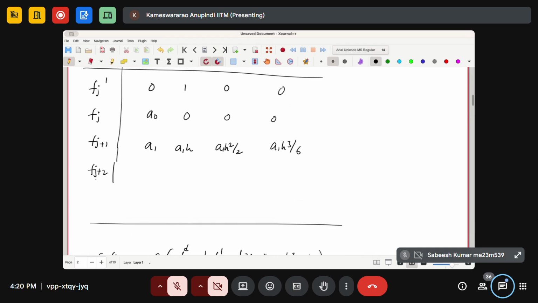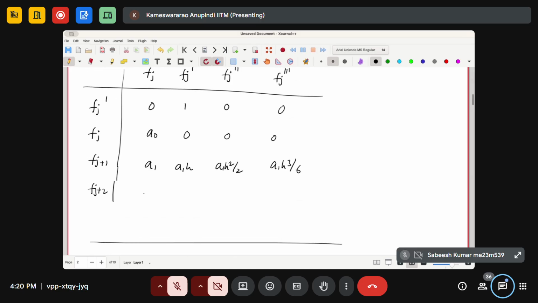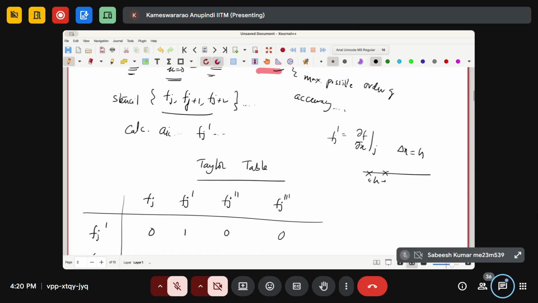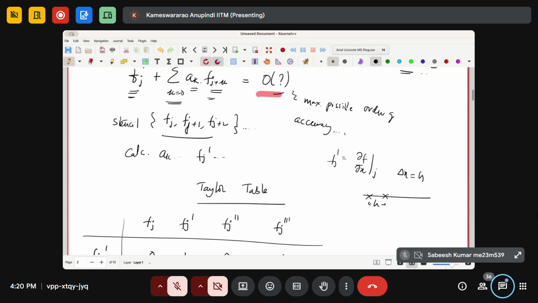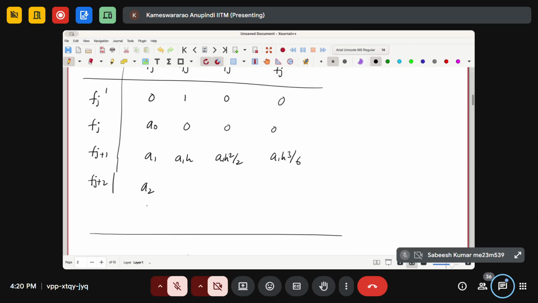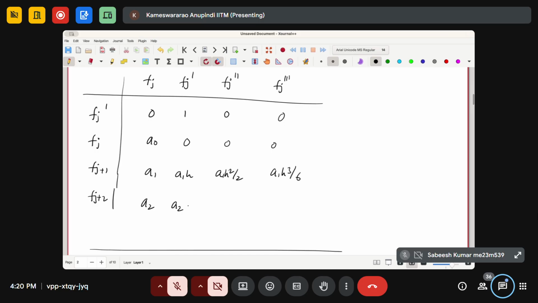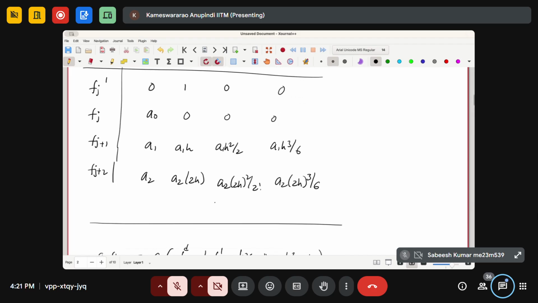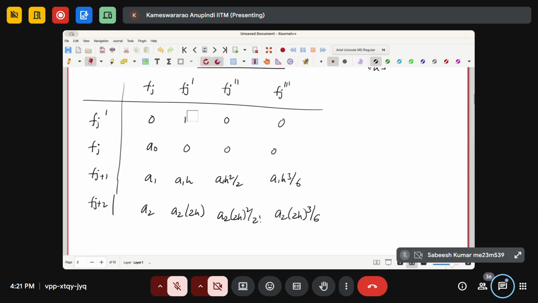Okay. Similarly, fj plus 2, when you expand, is going to be a2, right? I have written ak, so k equals 2. A2 fj plus 2 is going to be a2 times, there will be an fj value. Then it will be a2 times, this is now off by 2 delta x or 2h. So this is going to be a2 times 2h times fj prime will be the next term. Similarly, the other term is going to be a2 times 2h square by 2 factorial, right? And then there's going to be a2 times 2h cubed by 3 factorial, right? That's what we're going to get. Okay. So this is the Taylor table, which we try to populate.